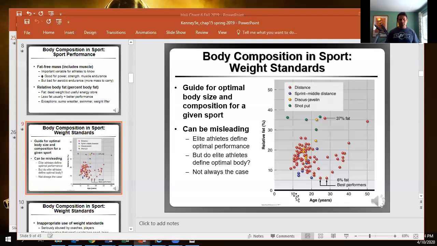Like, what if they don't know what sport they're going into yet? If they're younger? Yeah, we don't necessarily need to specialize. True. True. What else do you guys think might be an issue with that?